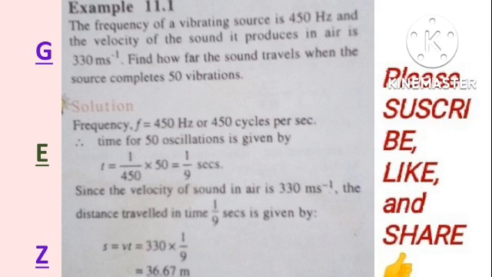Next, we know that the velocity of sound in air is 330 meters per second, and the distance traveled in time 1 over 9 seconds is given by vt. So the distance traveled by waves is the product of the velocity and the time. That's the velocity, 330 meters per second, times the time, which is 1 over 9 seconds. At the end of the day, we get 36.67 meters. That is the distance traveled by the wave.